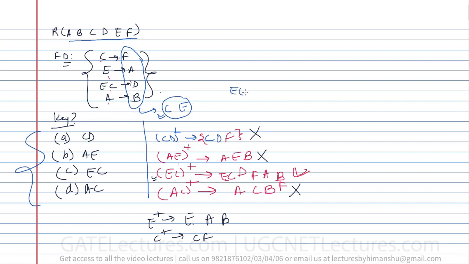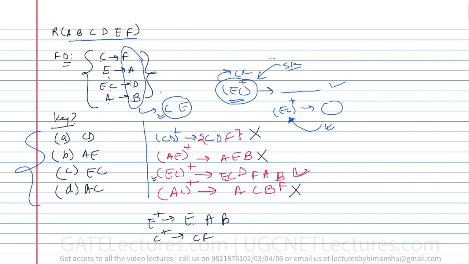Now if I take CE closure, and with the help of CE closure, if I can identify everything, therefore it will become a candidate key. But if EC closure cannot determine everything, then we have to add some additional attributes to them, right? So in that way, EC is not a candidate key, but if you add some attributes, they will create a candidate key. But if EC can determine everything, then if I add some attribute, it will become a super key, it will not be a candidate key.